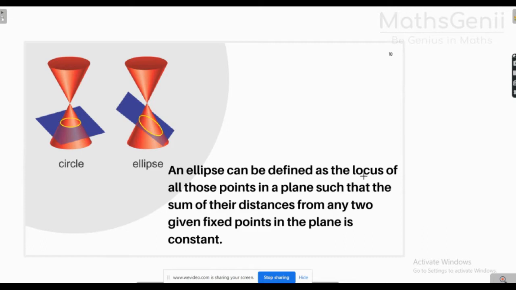An ellipse can be defined as the locus of all points, any combination of all points. This is the locus of all points in a plane such that the sum of the distances from any two fixed points is the same.